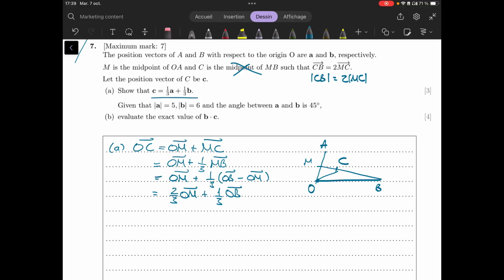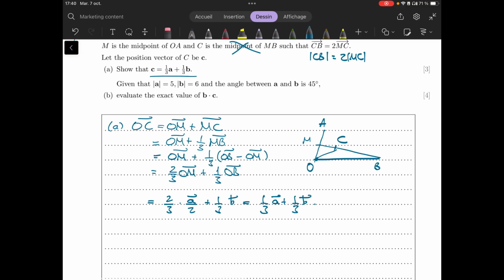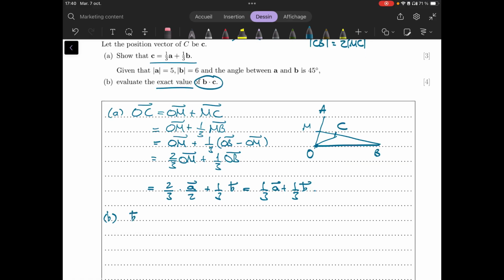M is the midpoint of OA. OB is equal to B. And there we go, a half of A plus a half of B. Easy 3 marks. In part B, you're asked to find the exact value of B dot C.